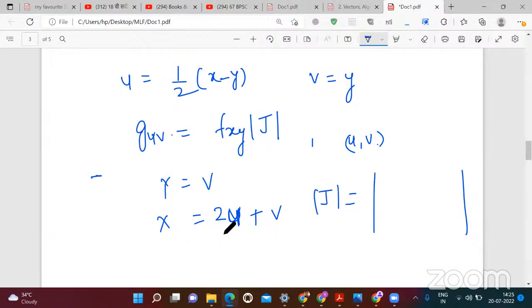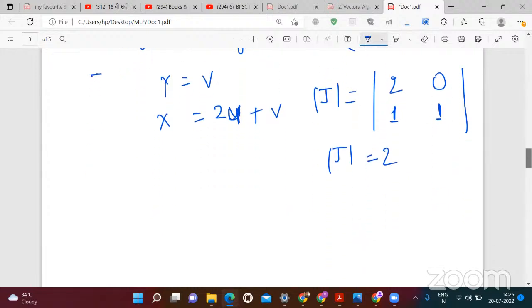I need to differentiate it with respect to u first, so 2, right? And then differentiate with respect to v, this is 1. Similarly, I differentiate y with respect to u, that is 0, and then differentiate y, which is v, with respect to v, that is 1. So I got this, and the Jacobian is 2.